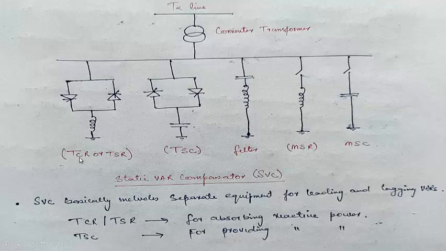But for this case, when it's a TCR, this current can be controlled from 0 to maximum value depending on the value of firing angle alpha. So actually this is nothing new. This is not a new circuit. This is actually an AC voltage controller where we have an inductive load. This is also an AC voltage controller where we have a capacitive load.